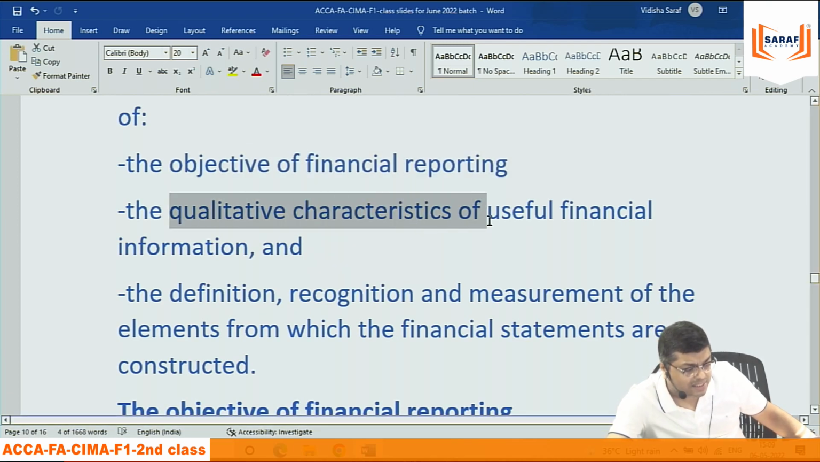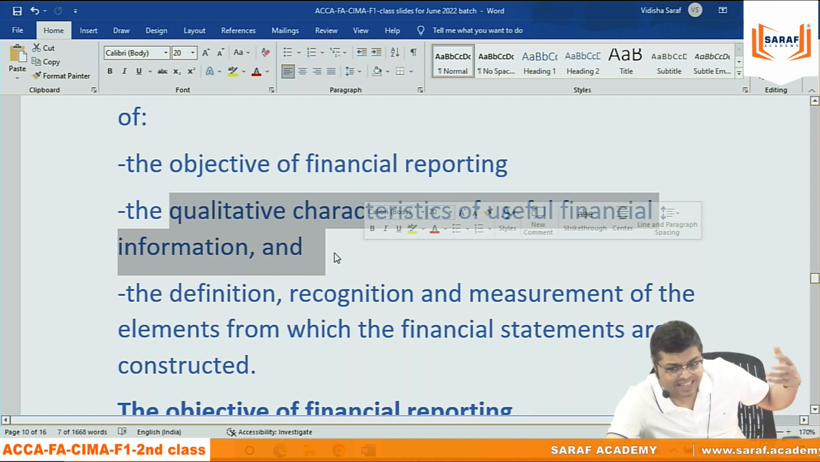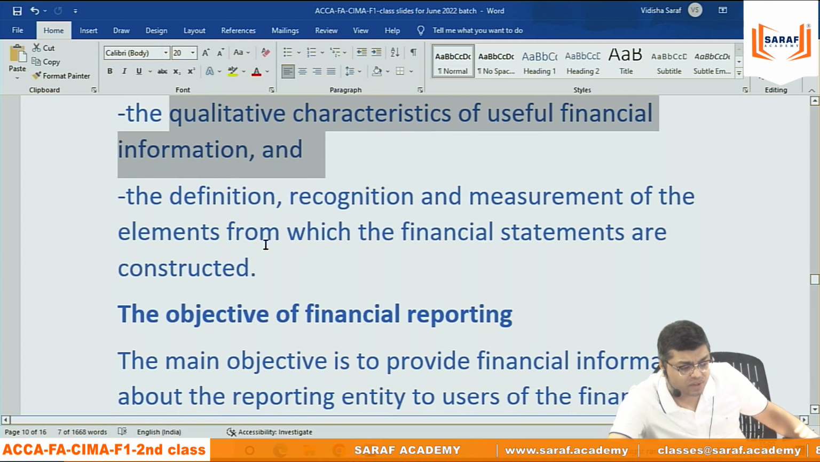What are the characteristics of preparing them? That means once we prepare the PL account, balance sheet and all that, what characteristics should they have? They should have those characteristics, then only they will be beneficial.